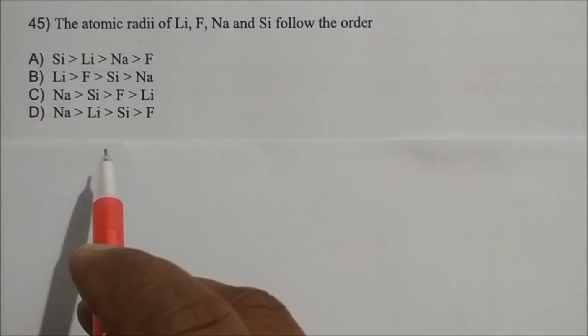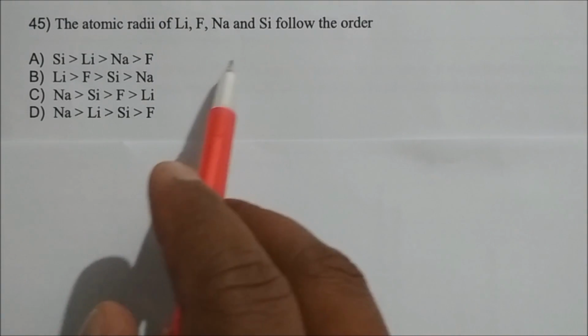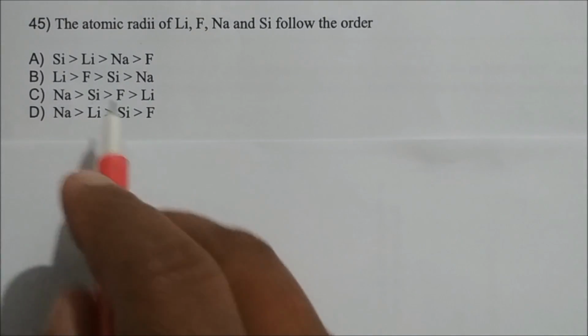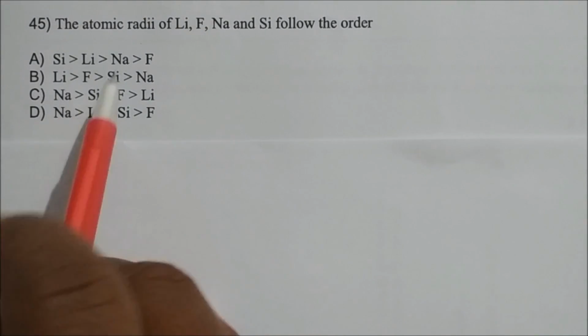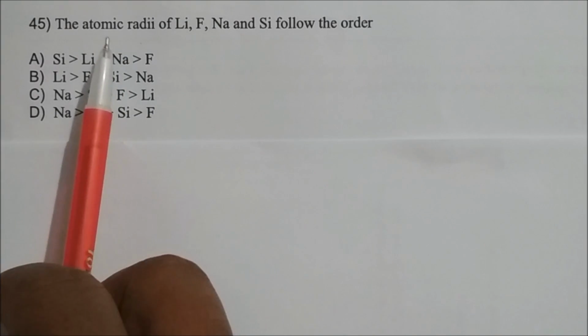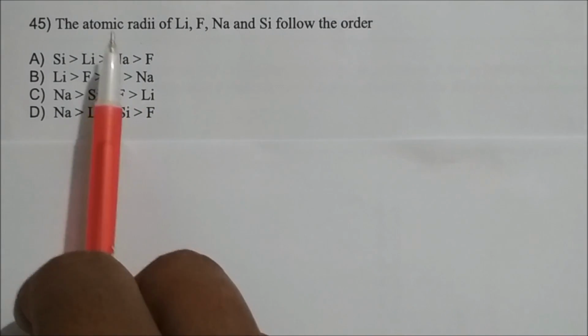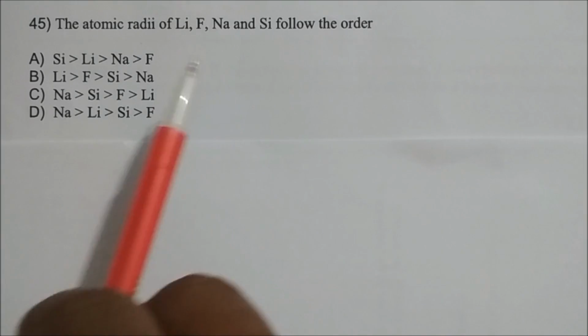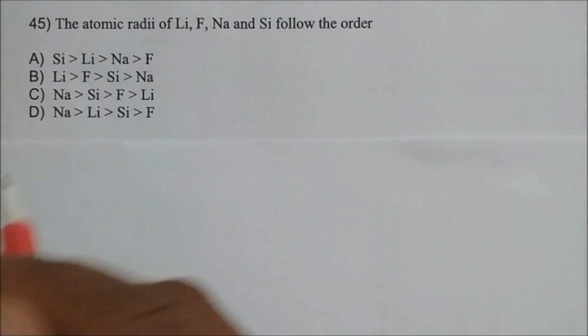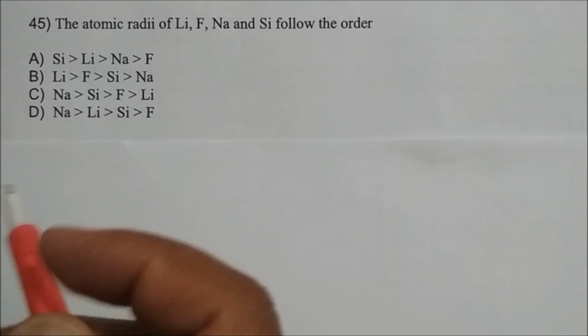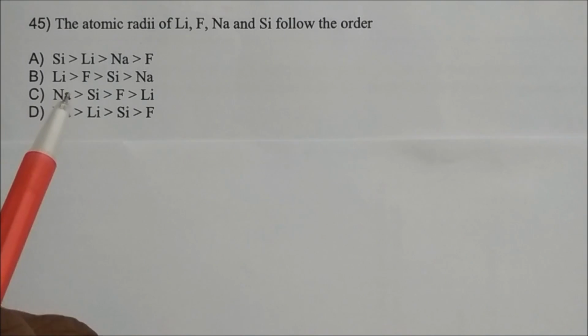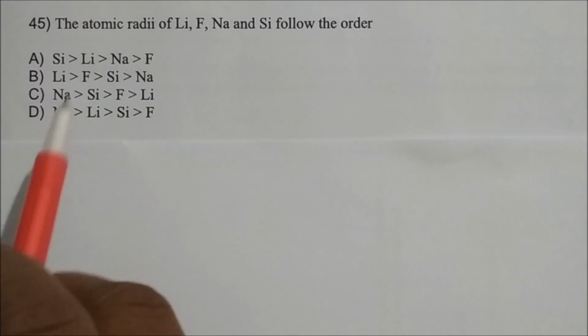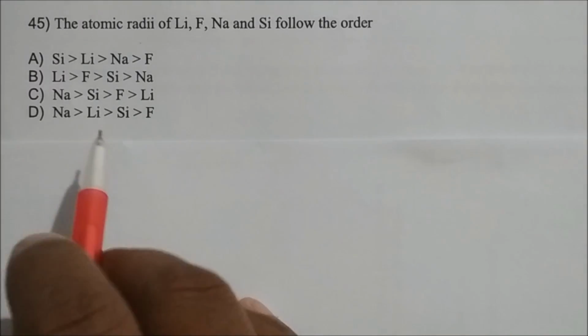The atomic radii of lithium, fluorine, sodium and silicon will follow the order. If you see the atomic radii experimentally, it is not easy to find the atomic radii of an element, because we don't know the exact boundary. You have studied van der Waals radii and ionic radii, but atomic radii is not yet possible for single atoms. Let us see.